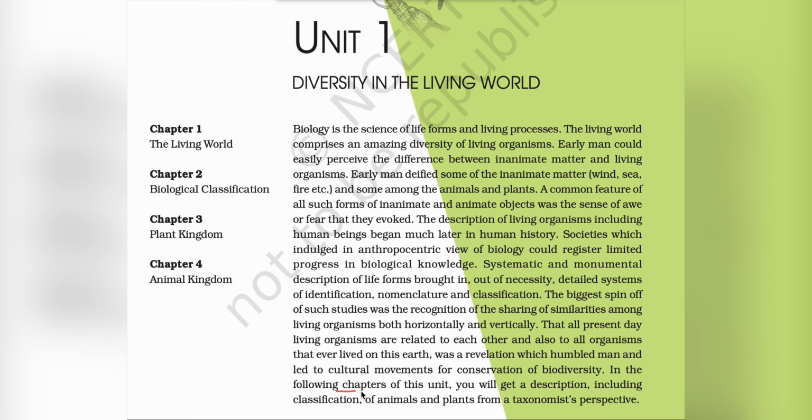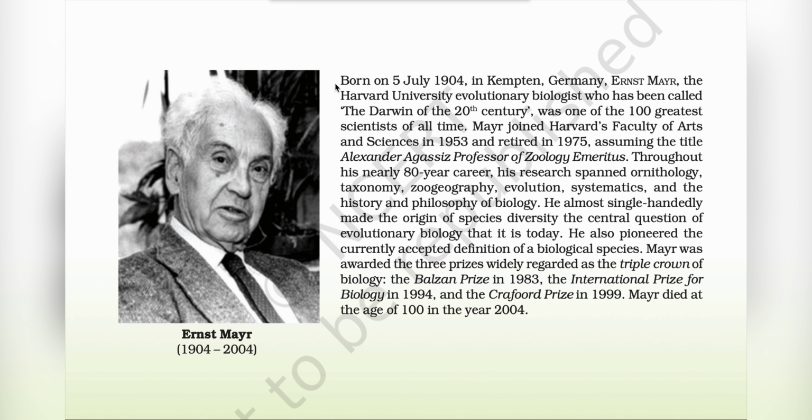In the following chapters of this unit, you will get a description including classification of animals and plants from a taxonomist's perspective. Before starting Chapter 1, let's read about a scientist, Ernst Mayr, born on 5th of July 1904 in Kempten, Germany. Ernst Mayr, the Harvard University evolutionary biologist who has been called the Darwin of the 20th century, was one of the 100 greatest scientists of all time.